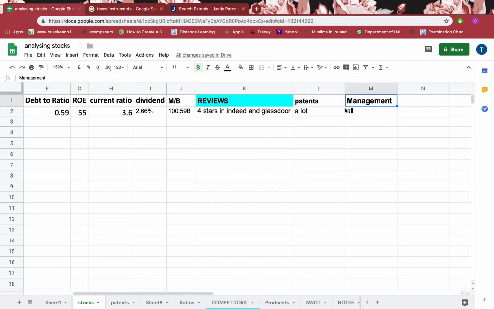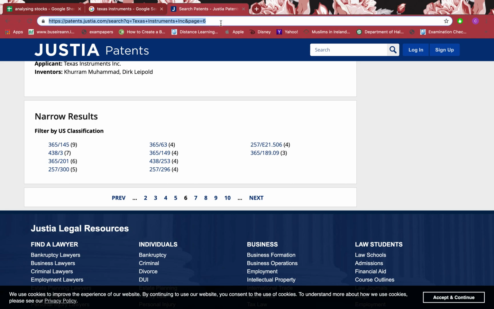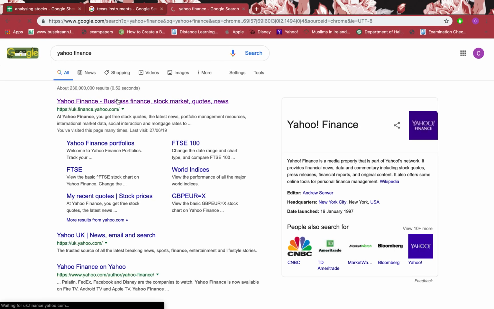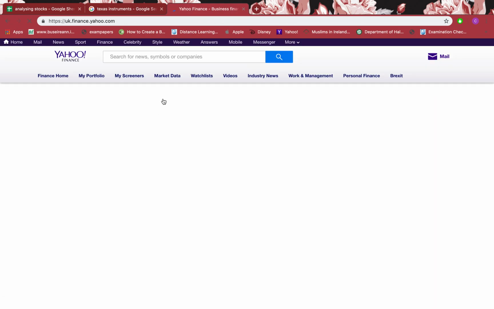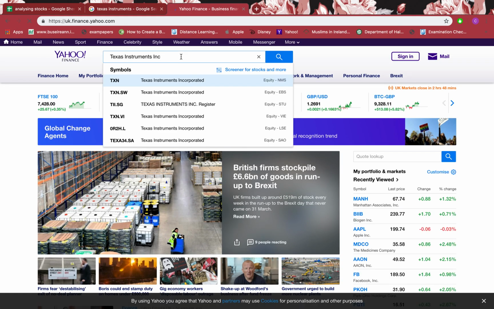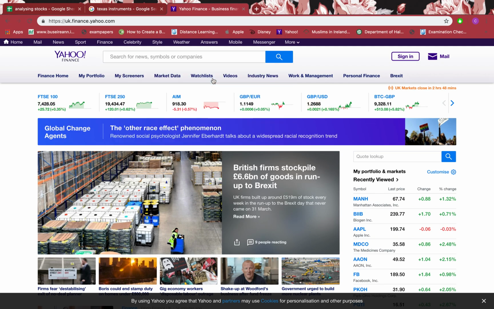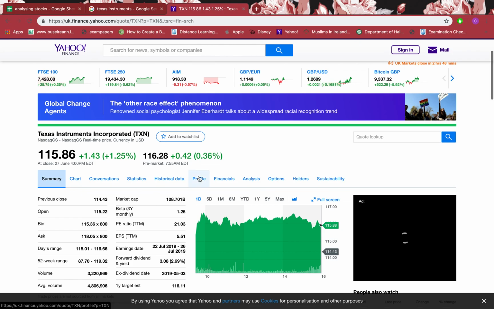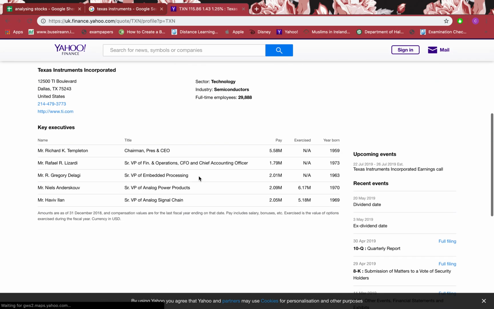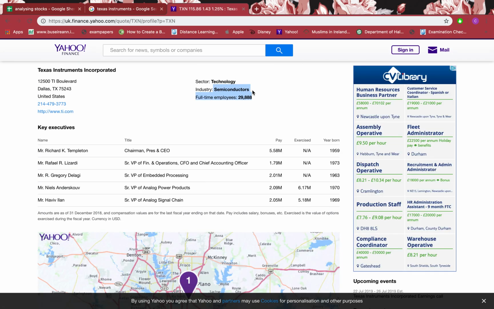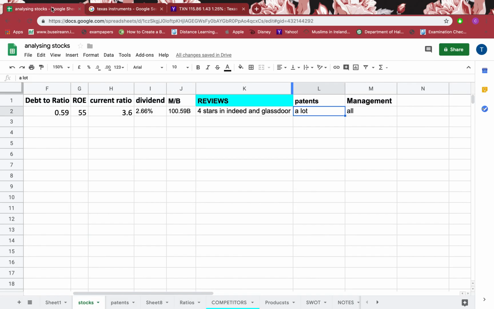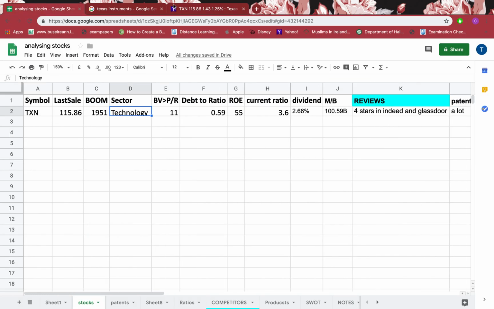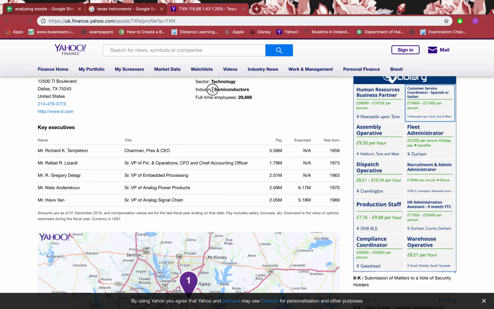And then the management, I just want to show you one more thing. If you go to Yahoo Finance and click here, and I type that in, I'll click on this TXN symbol, profile. Industry is semiconductors, so the sector is technology. I was telling you about that. From here you can get the industry, semiconductors, and employees, so you can have a look.